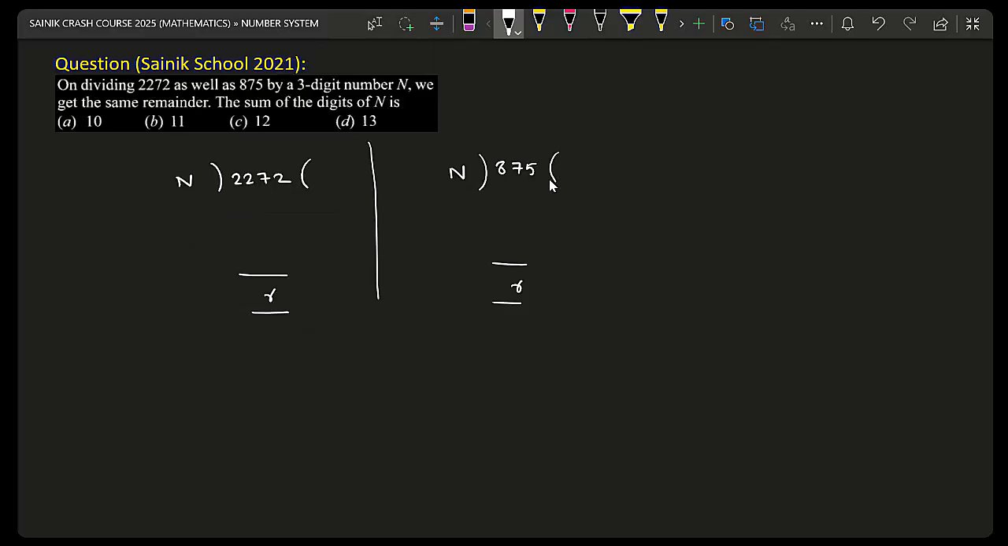If you want to find the sum of the digits, first we should find what n is. Here I don't know what quotient I got, let us call it a. Here also I don't know the quotient, let us call it b. We don't know the process going on, but the final remainders are the same. Now you have to find such a 3-digit number which gives the same remainder, and in that number you want the sum of the digits.